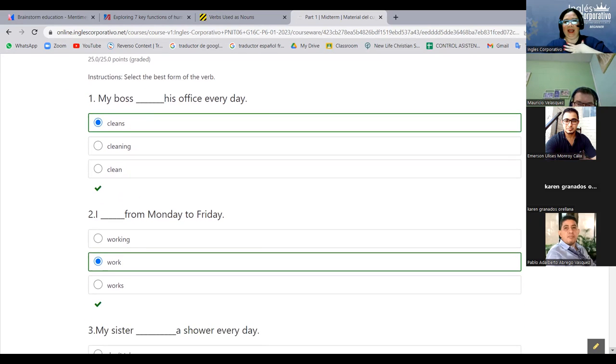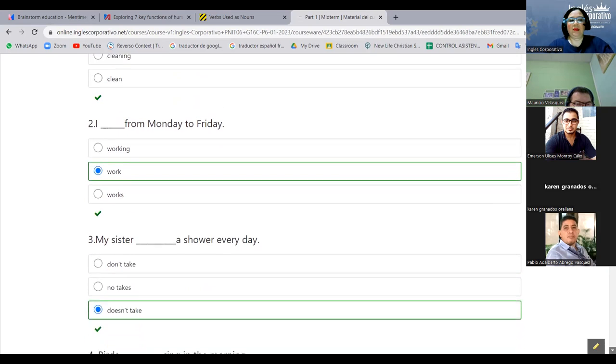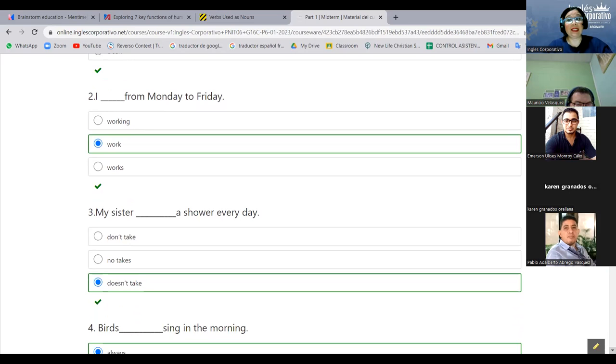That says I work. That's the correct form of the verb. I work from Monday to Friday. The next one says my sister. Oh, that's third person. It's she, okay? And it is a negative, so we are using the auxiliary verb does. Does not equals doesn't. Doesn't take a shower every day. Just kind of, oh, stinky, right? My sister doesn't take a shower every day.